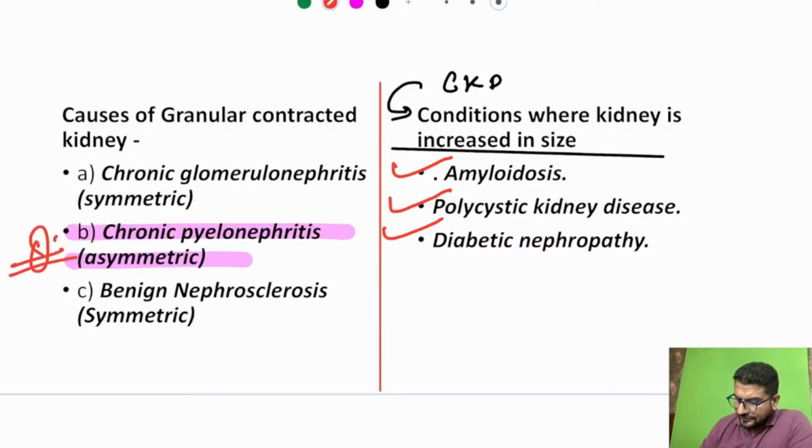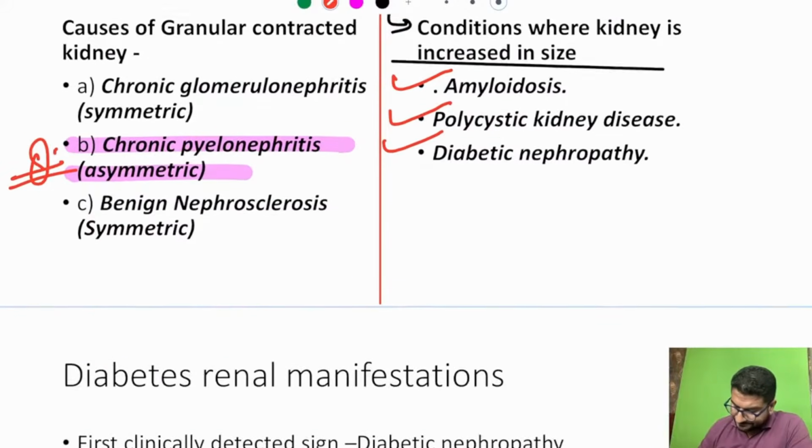This is a classical feature of pyelonephritis, chronic pyelonephritis, right? Nephrosclerosis and chronic glomerulonephritis will have symmetrical, but remember asymmetrical is the classical feature of chronic pyelonephritis.